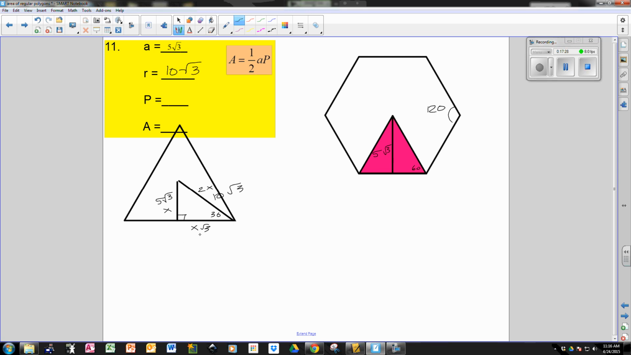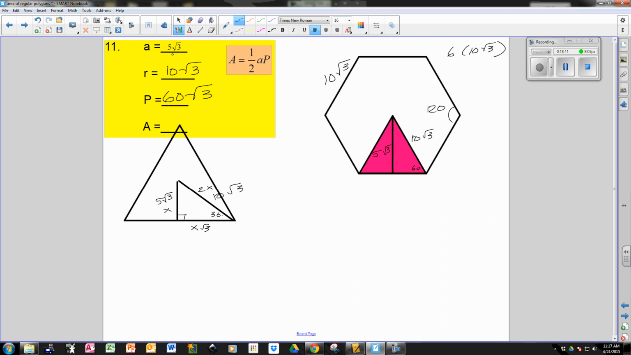And then the perimeter. First of all, I need to find this side. Remember, though, that the radius is always equal to a side. So if this is 10 square root of 3, then that makes your side 10 square root of 3. So if your side is 10 square root of 3, then the perimeter is going to be 6 sides at 10 square root of 3 each. So the whole thing is 60 square root of 3.